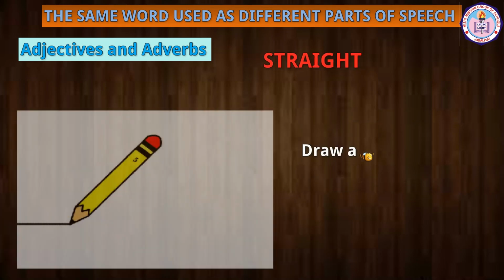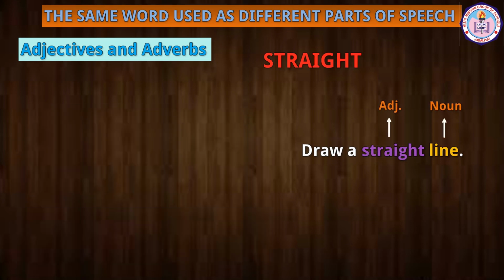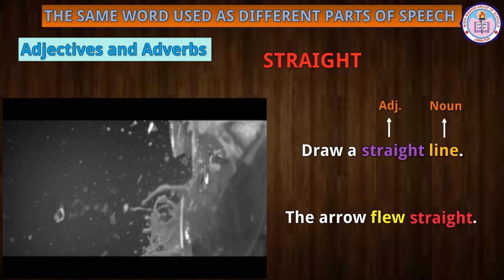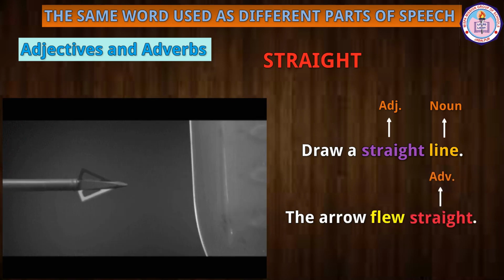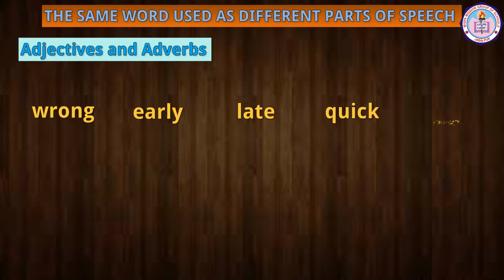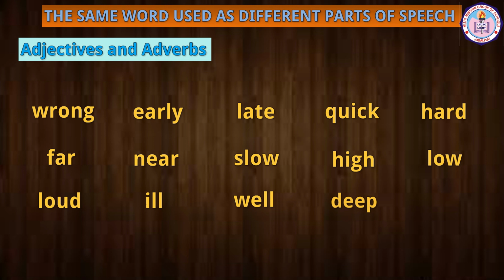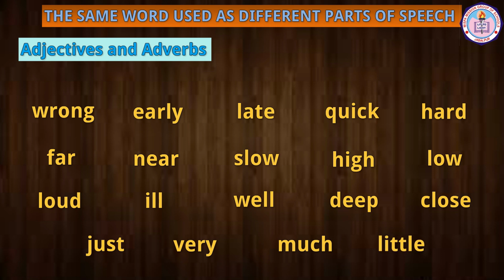Straight. Draw a straight line. Here, straight is an adjective of the noun line. The arrow flew straight. Here, straight acts as an adverb that modifies the verb flew. Other words used as both adverbs and adjectives are wrong, early, late, quick, hard, far, near, slow, high, low, loud, ill, well, deep, close, just, very, much, little.